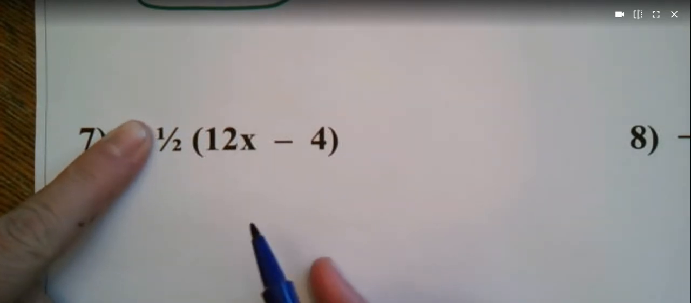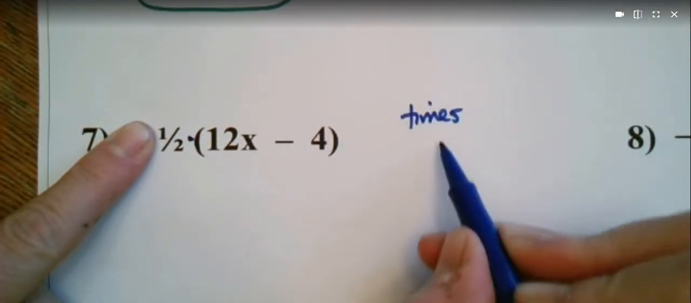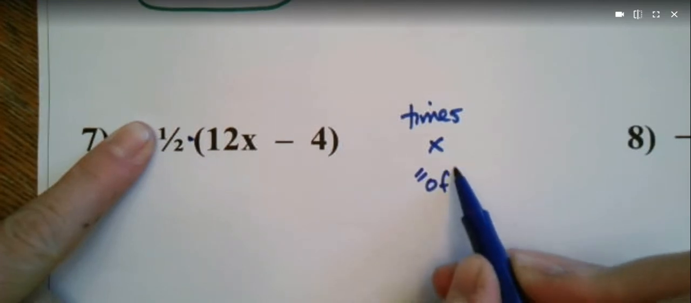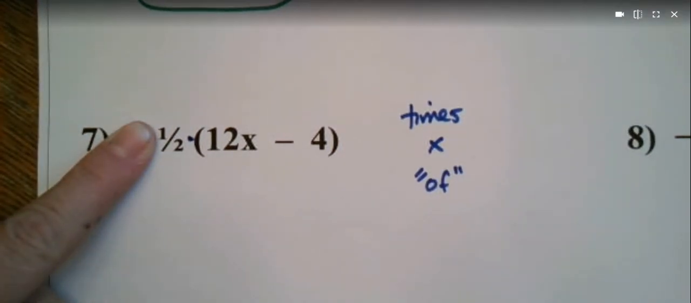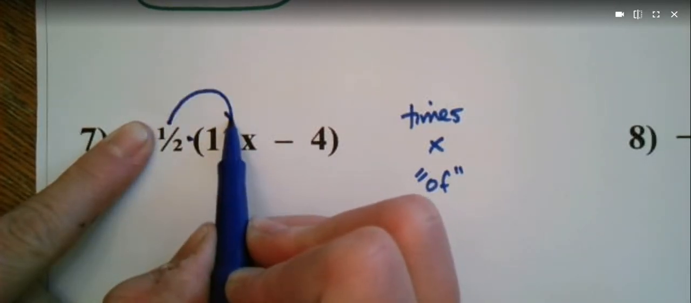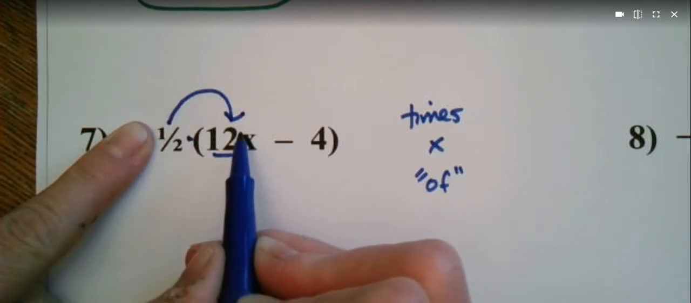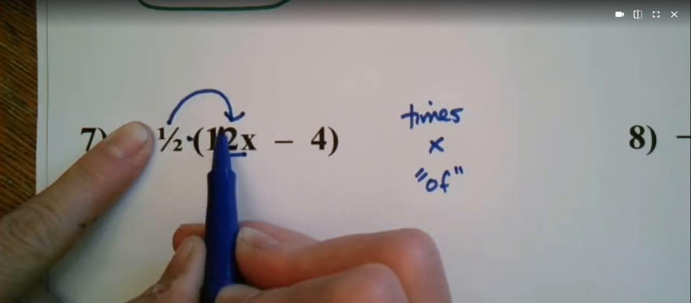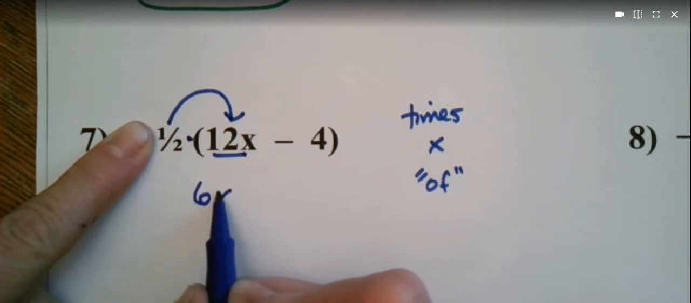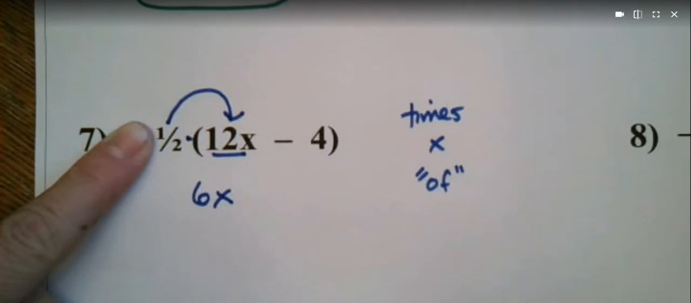Okay, now this is multiply, and when we think of the word times or multiply, we can also think of the little itty bitty word of. This helps us multiply fractions in our head. If I'm taking half times 12x, I can think half of 12x. What is half of 12x's? Well, that would be 6x's, right? Then I don't have to use my calculator to type in 1/2 times 12.